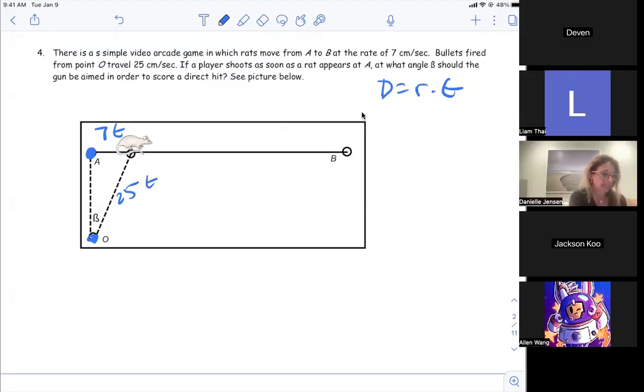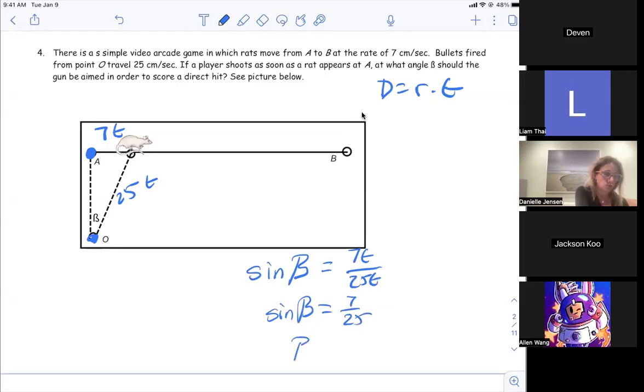So if I want to know what beta is, it turns out it's always going to be the same. What's the relationship between these side lengths and beta? What's the trig relationship? Sine beta equals 7 over 25, or 7t over 25t. But because the t's are the same, that reduces. So beta is always going to be this constant, inverse sine of 7/25.